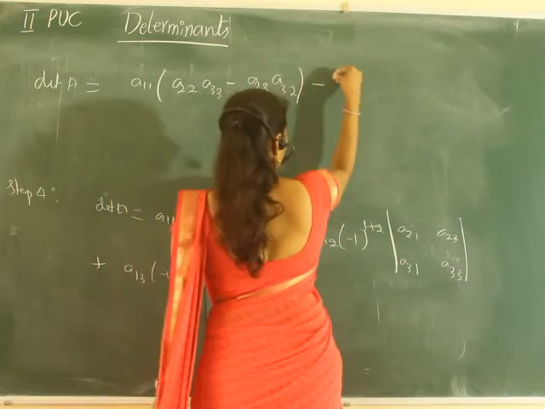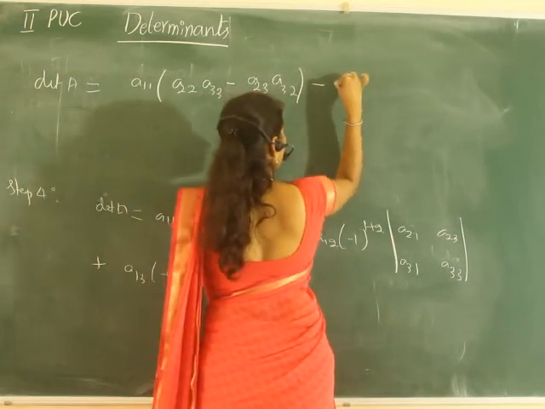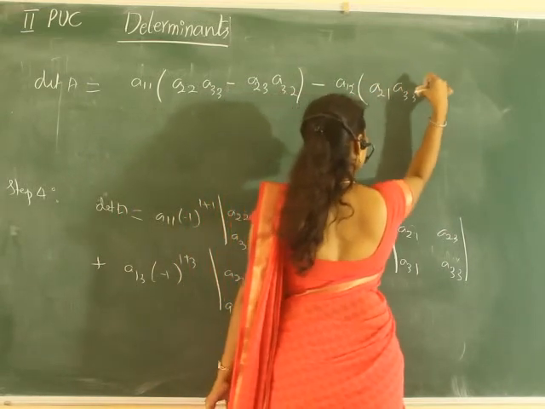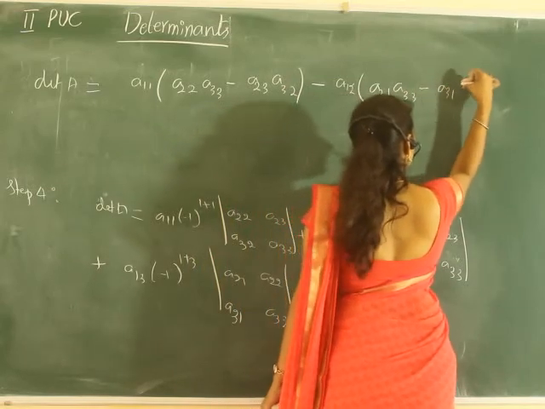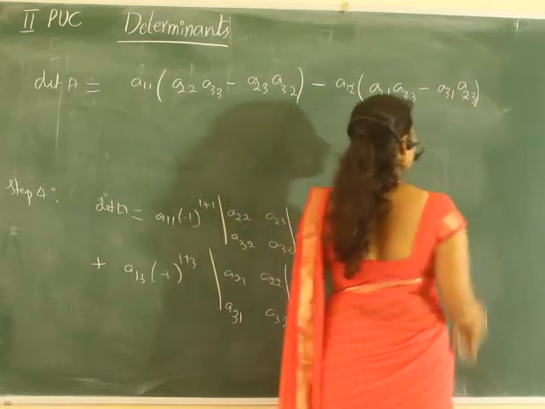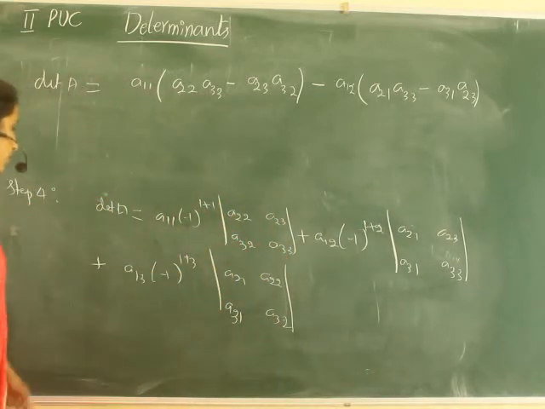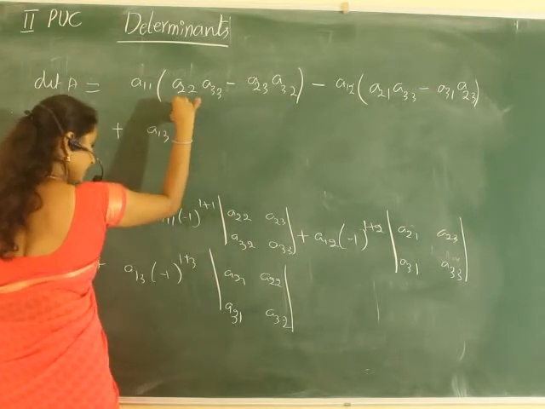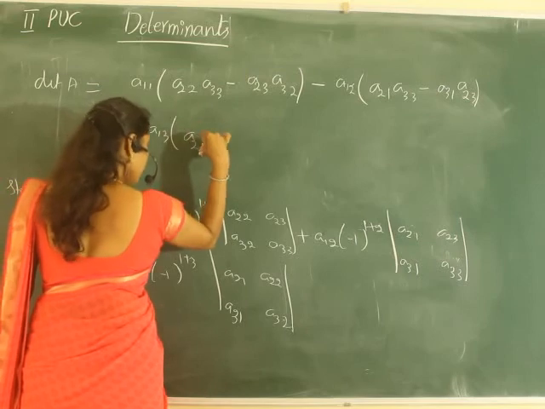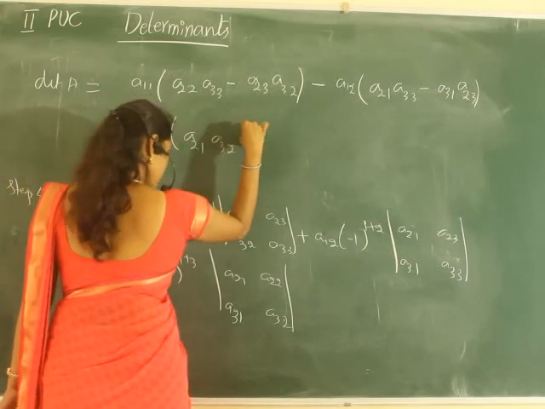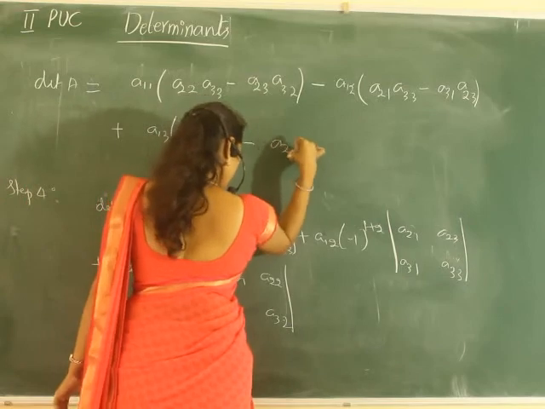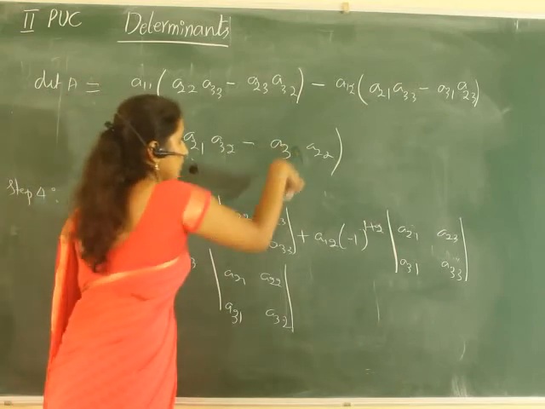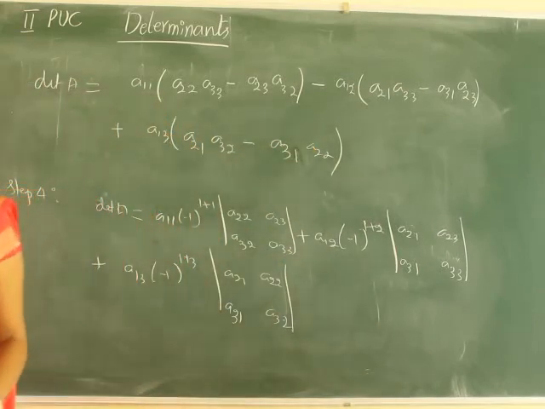So this will be A12 into (A21 A33 minus A31 A23). Then this will be plus, because minus 1 to the power 4 is plus. So plus A13 into (A21 A32 minus A22 A31). So this is the expansion I have done now.